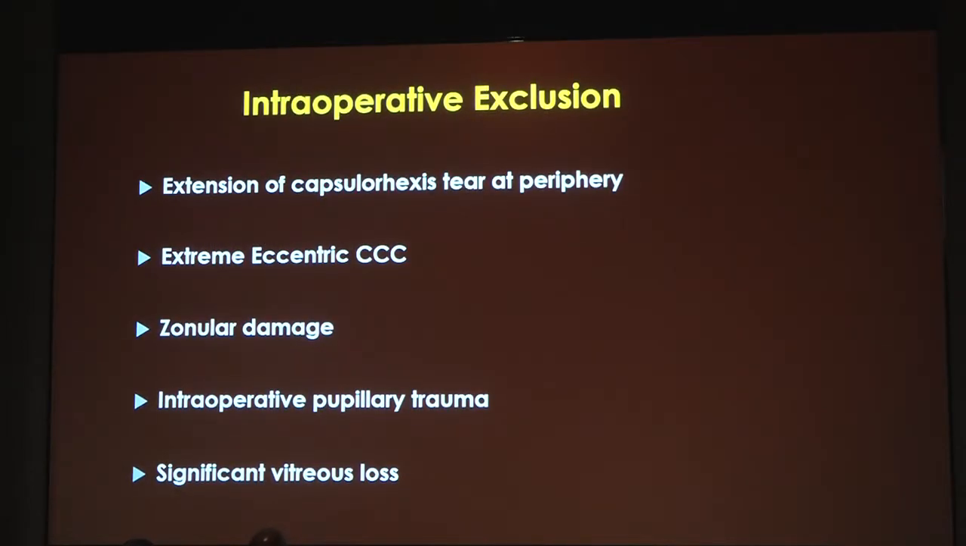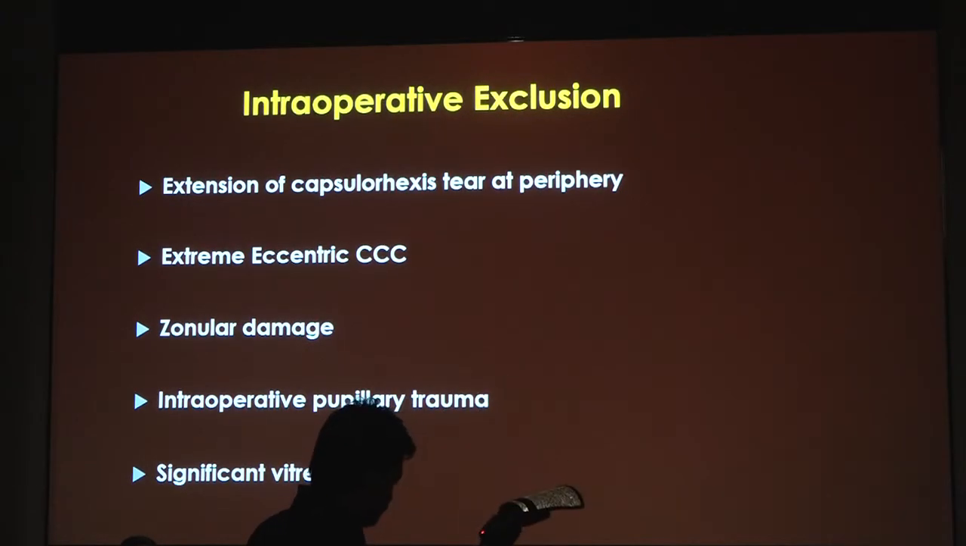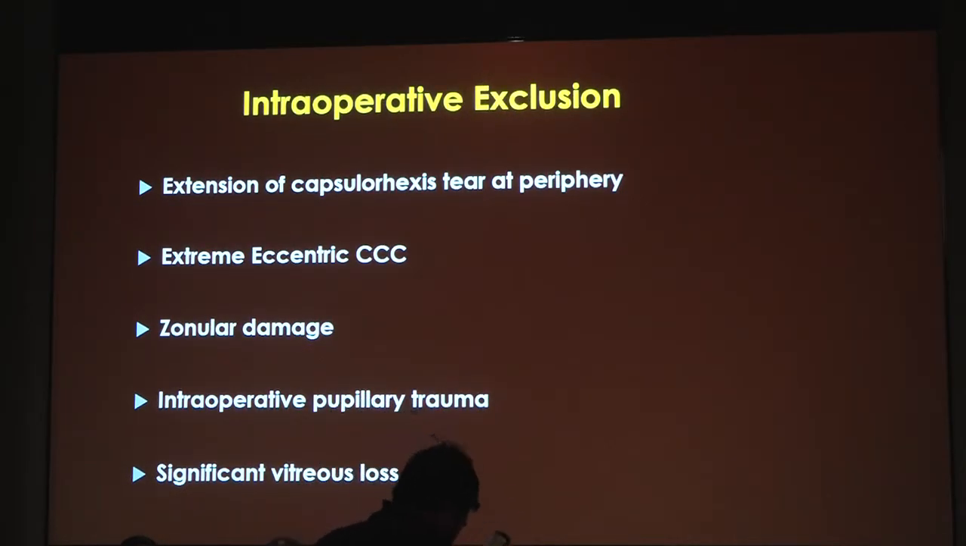One should have a strong intraoperative exclusion criteria. Even if you have promised a surgeon of doing a premium IOL, you should be bold enough to exclude the case if you face an extension of capsulorhexis to the periphery, if there is too much of eccentric capsulorhexis, if there is accidental damage to zonules, if there is trauma to the pupil during surgery, and if there is vitreous loss.